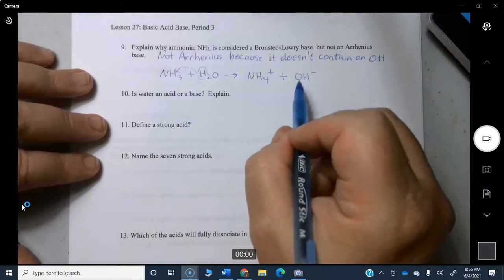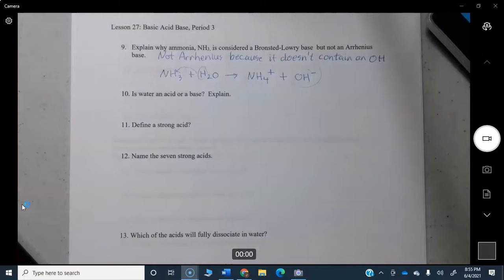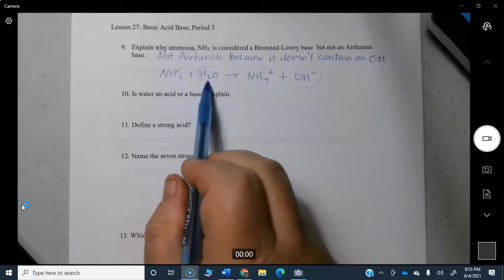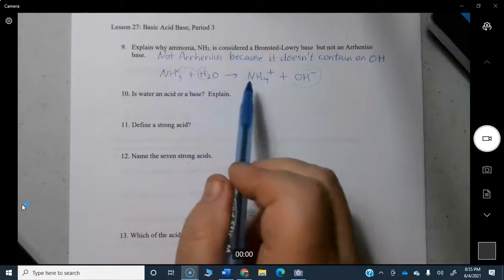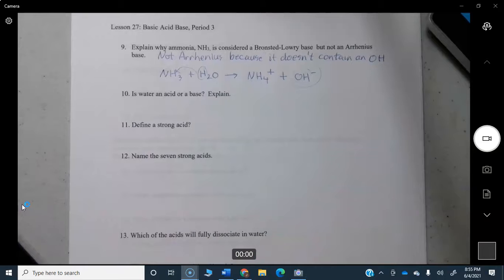So again, that's the definition of a base. It has to leave an OH minus, a hydroxide ion, behind in the solution. Otherwise, it's not a base. So NH3 does that by breaking a water molecule in two, accepting the proton, and leaving the OH minus in the solution.